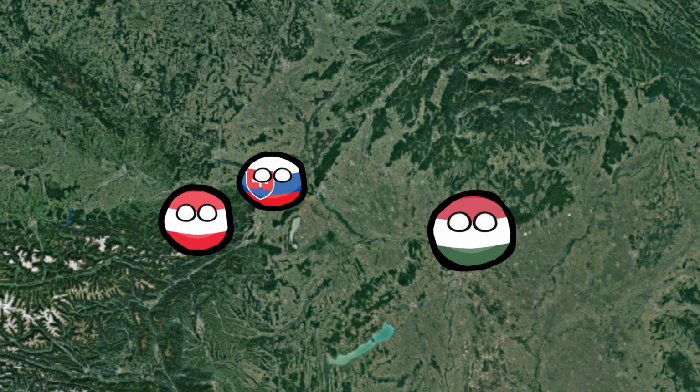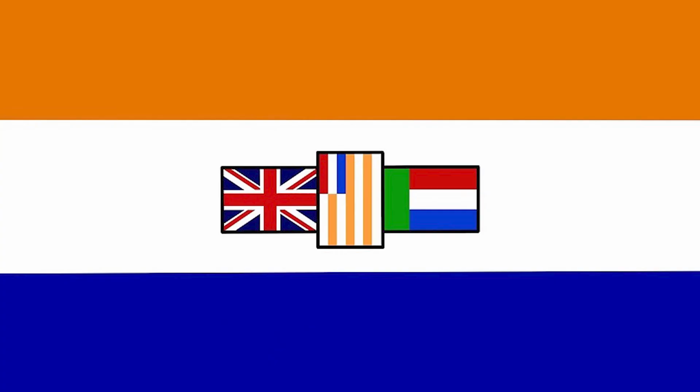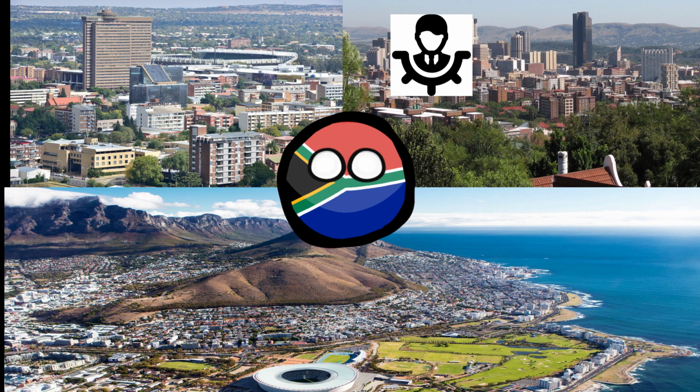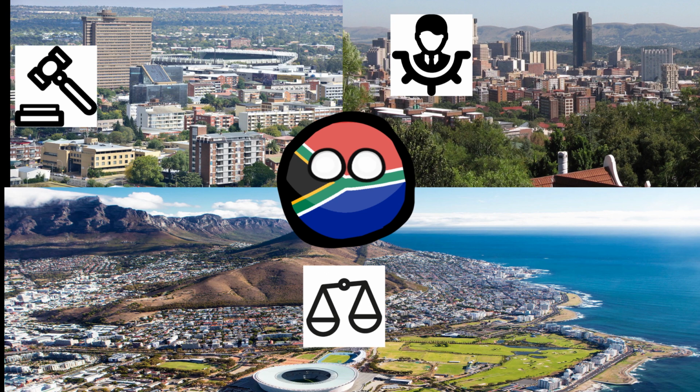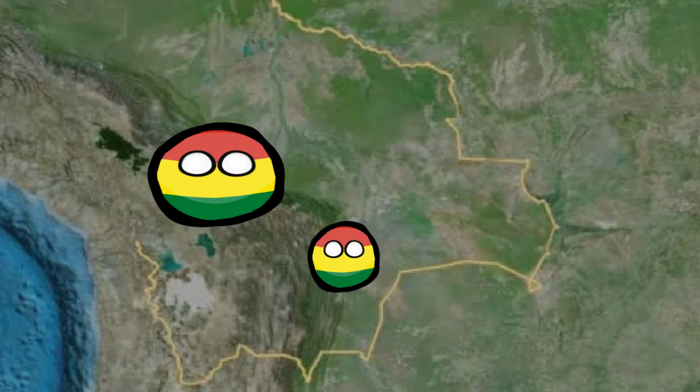While most countries have a set capital, for some countries one is just not enough. In the case of South Africa, the country has 3 capitals. This goes back to the founding of the country and the creation of the Union of South Africa. Bloemfontein is the judicial capital, Pretoria is the administrative capital, and Cape Town is the legislative capital of the country. Bolivia has 2 capitals, with the cities of Sucre and La Paz operating in this capacity.